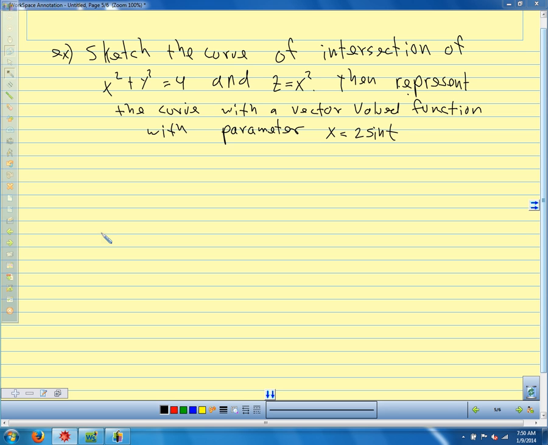All right, so we need to figure out what these two surfaces are. These two surfaces are going to intersect somehow, and where they intersect is going to give us some kind of curve, and we want to sketch that curve, and then we want to represent the curve with a vector valued function. So x squared plus y squared equals 4. What is that curve? What is that surface? Circle in the xy plane. So in 3 dimensions we get a cylinder. This is a cylinder.